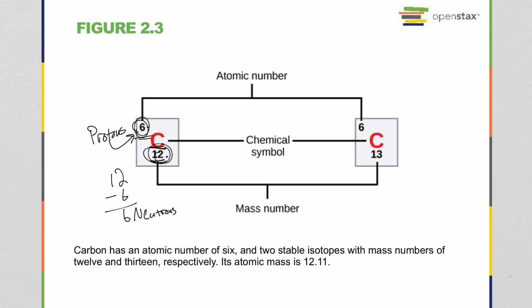In this example, you know that if your total mass is 13 and your protons are 6, that you must have 7 neutrons, right?